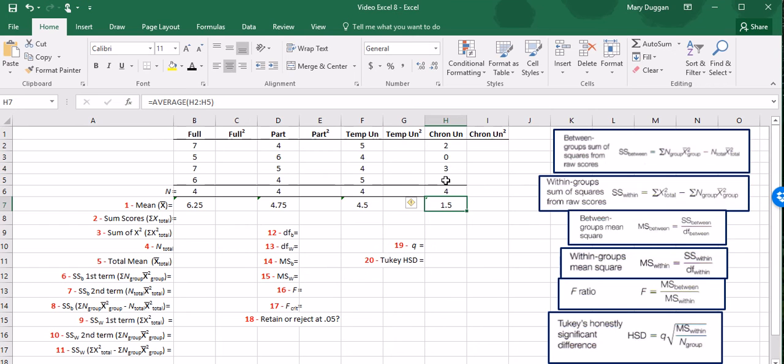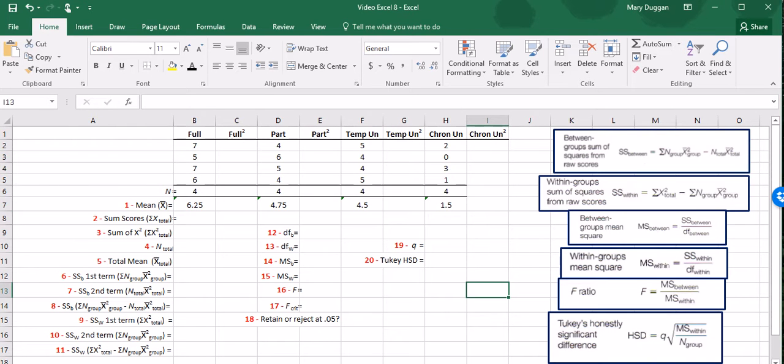Okay, so we now have a mean for each of the groups. The full-time employed has a mean of 6.25 on the marriage satisfaction scales, and if we look all the way down at the chronically unemployed, they have a mean score of 1.5. We're already seeing some differences in the means, and now we just have to find out if they are significant differences.